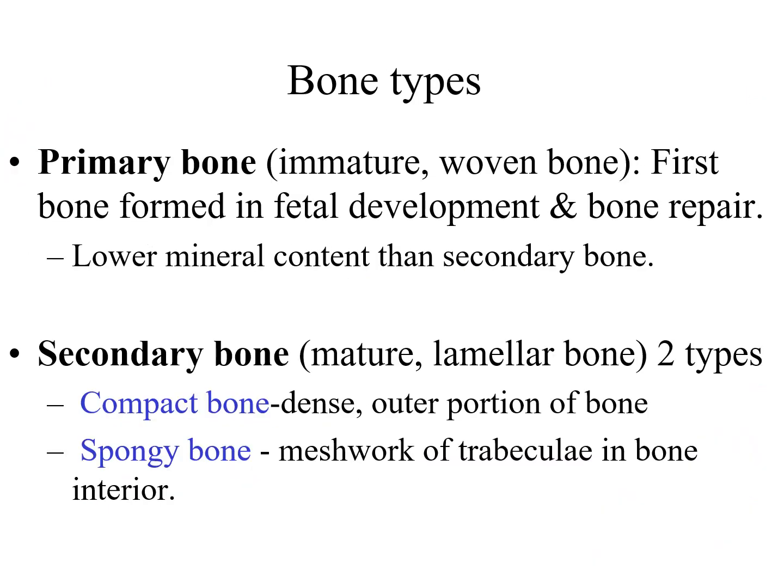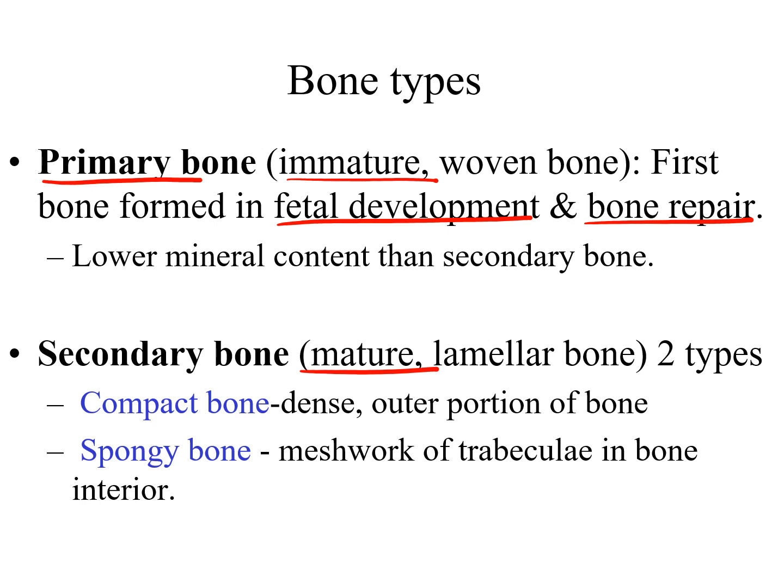There are two types of bone. We have the primary bone and we have the secondary bone. The difference between them is that the primary bone is usually immature, whereas the secondary bone is mature. The immature bone is the first bone that forms in fetal development and bone repair. So the first bone that forms in the embryo, we call the primary bone, immature, or woven bone, and usually this is replaced in the adult by the secondary bone, which is the mature or lamellar bone.